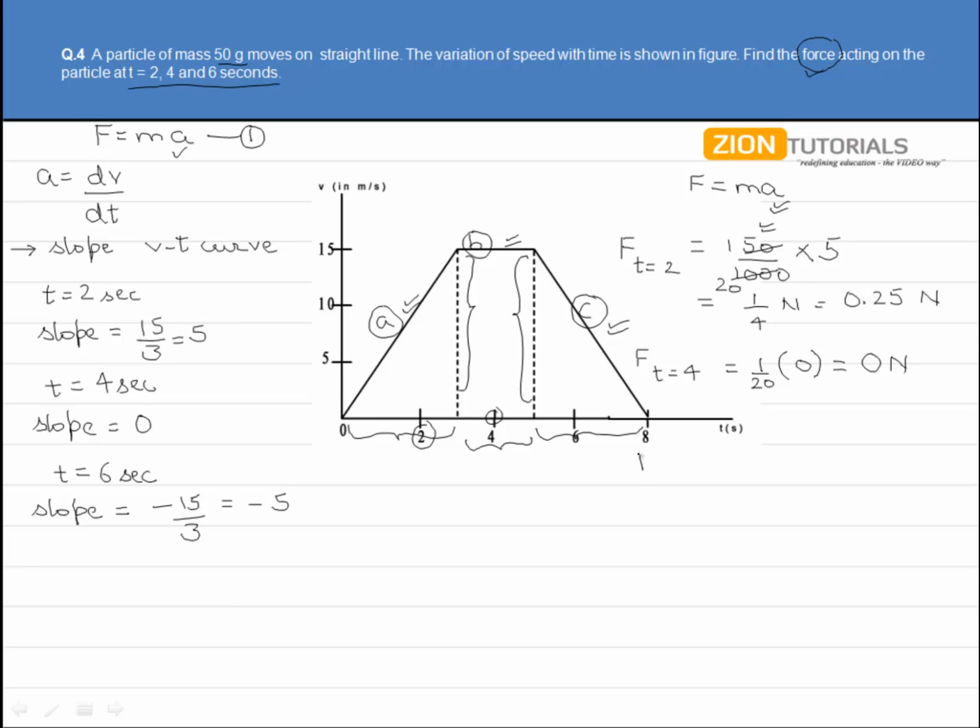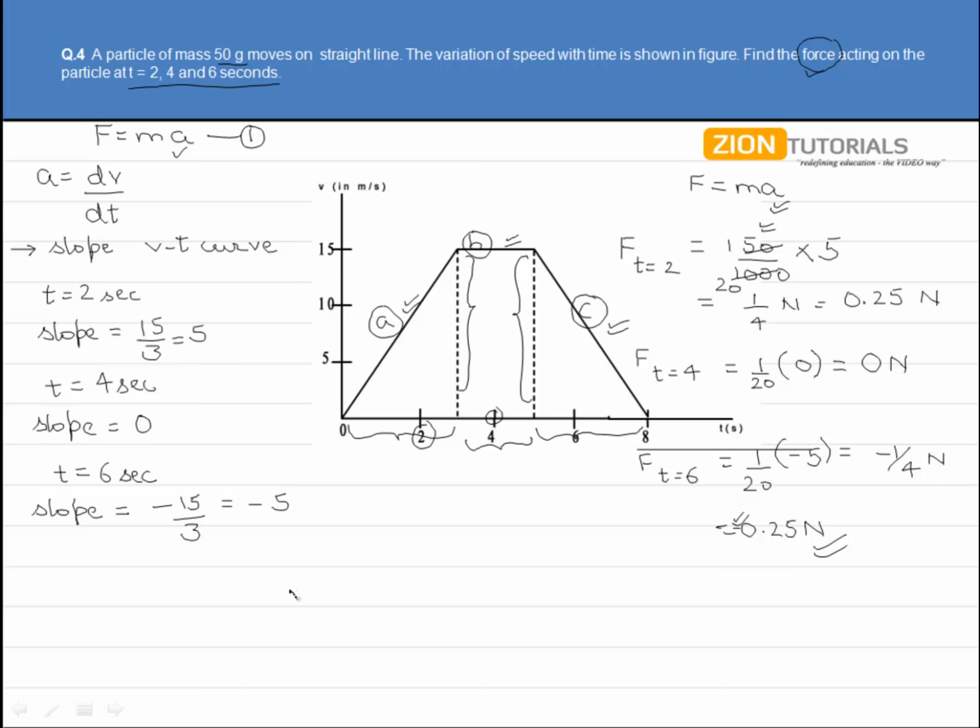Now, force at t equals 6 seconds is equal to 1 by 20 into minus 5 equals minus 1 by 4 Newton equals minus 0.25 Newton. Make sure that this negative sign is coming because the force is applied in the opposite direction to motion.